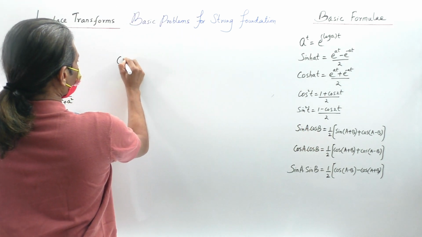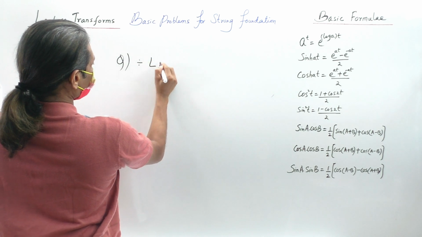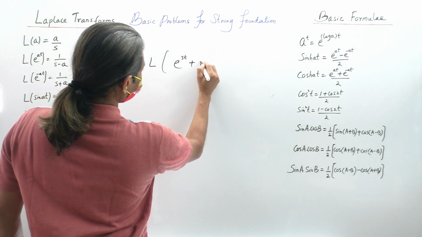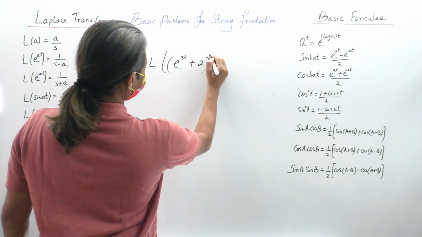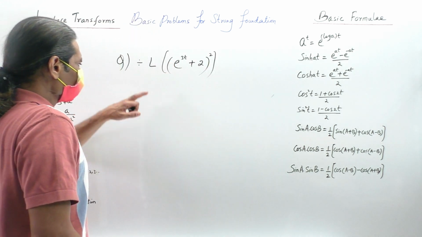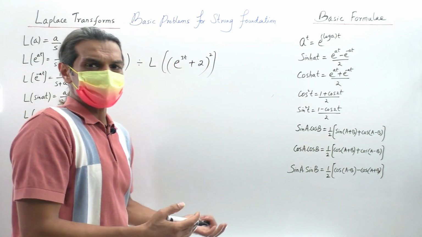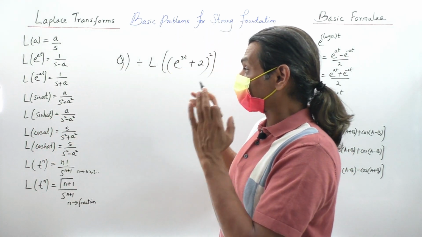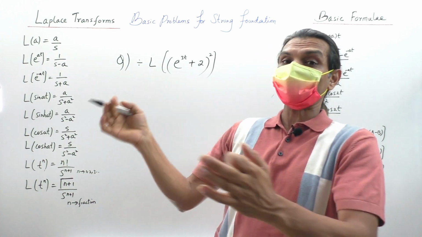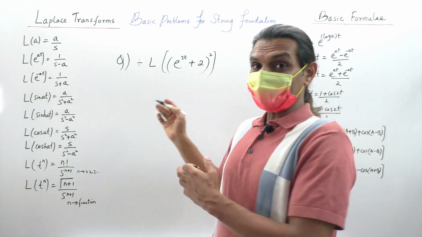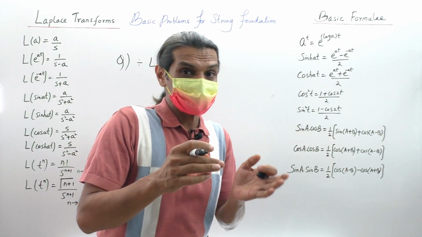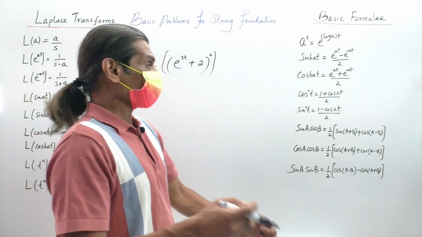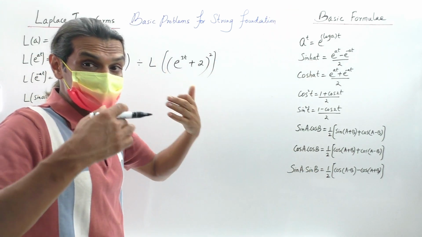Say we have: find the Laplace of (e raised to 3t plus 2) the whole square. Simple question. These are all questions I am solving, a variety of questions, to make your foundation stronger. That is, you need to understand what the standard results are and how to apply them. If the question is not given as a standard result, you have to use the identities or formulas to make it an addition or subtraction form of the standard results, and then solve it.